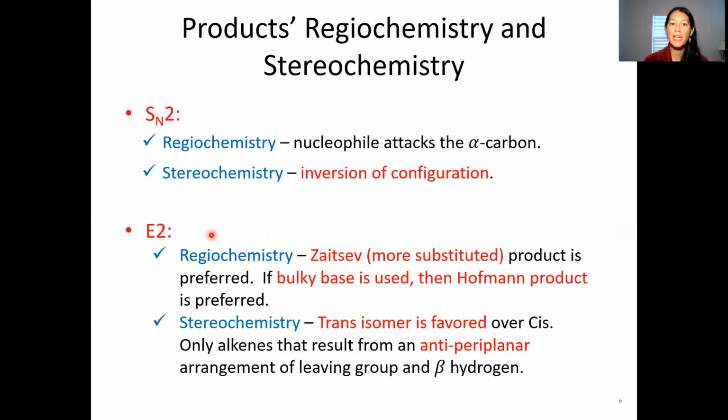E2, that's an elimination. So you get an alkene product. The Zaitsev, more substituted, is favored. If a bulky base is used, however, then the Hofmann product is preferred. Stereochemistry, the trans is favored over the cis. And also, only alkenes that result from anti-periplanar arrangement of the leaving group and beta hydrogen occur.